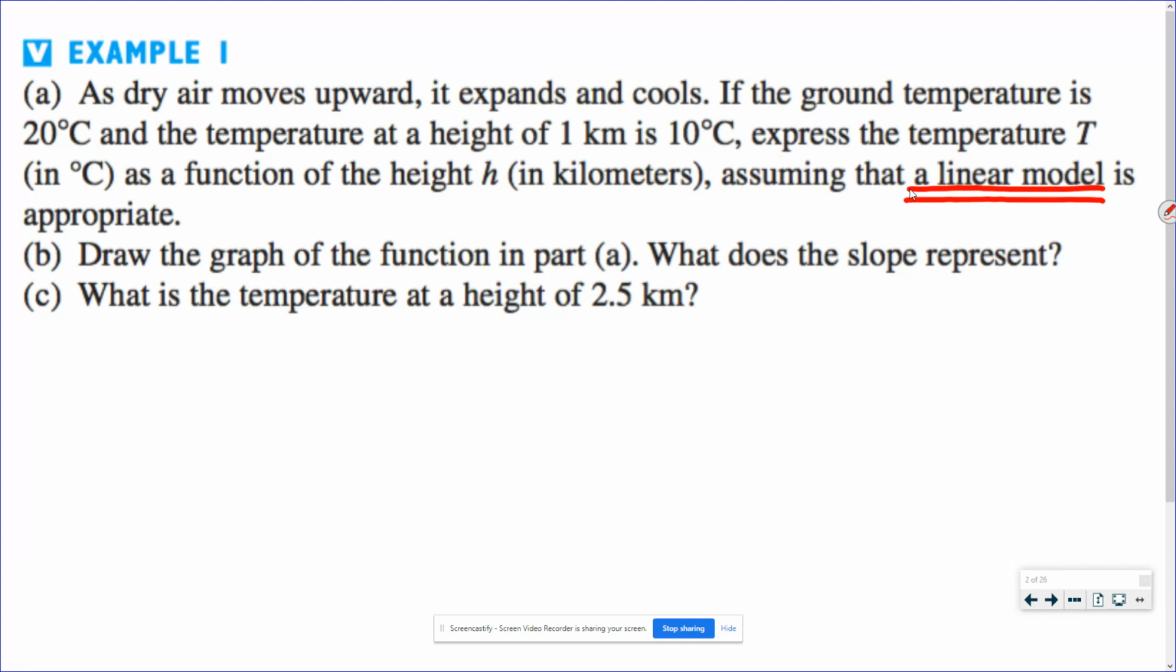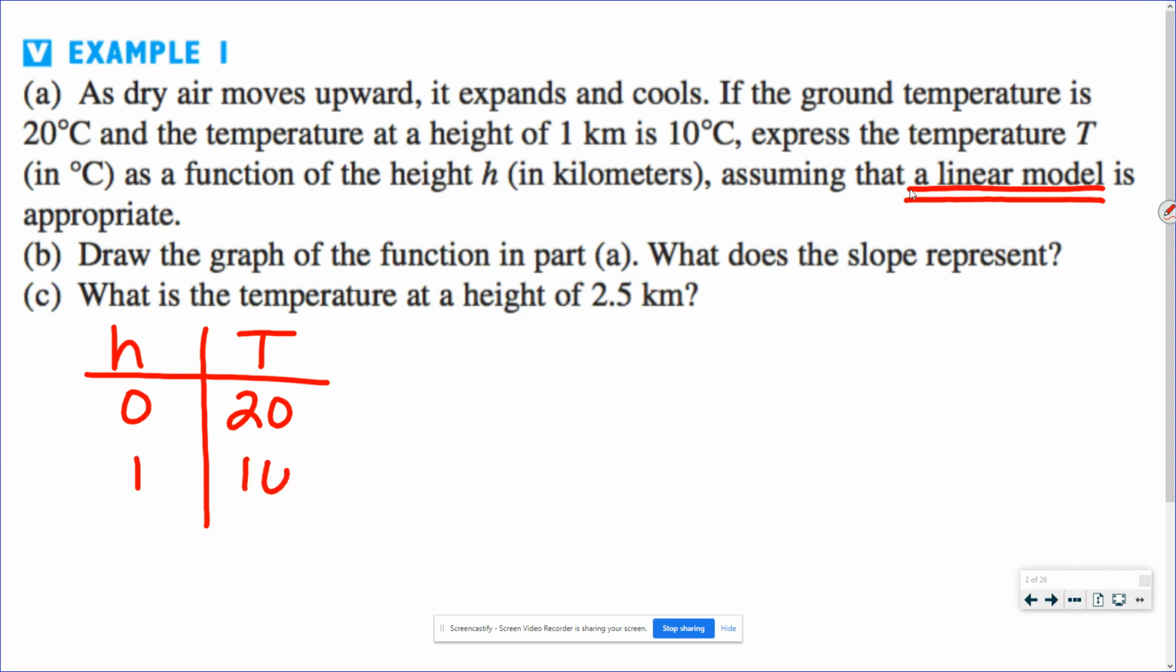Okay, so the first thing we're going to do is recognize that they gave us 2 data points. And so those data points are when you are 0 kilometers off the ground, or on the ground, the temperature is 20 degrees. And when you are 1 kilometer off the ground, the temperature has now lowered to 10 degrees. So that's enough information to help us with part A, with writing the equation, which requires that we first know the rate of change. And that means find the slope.